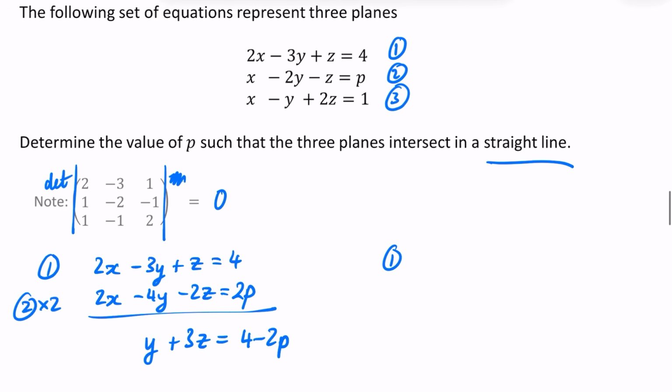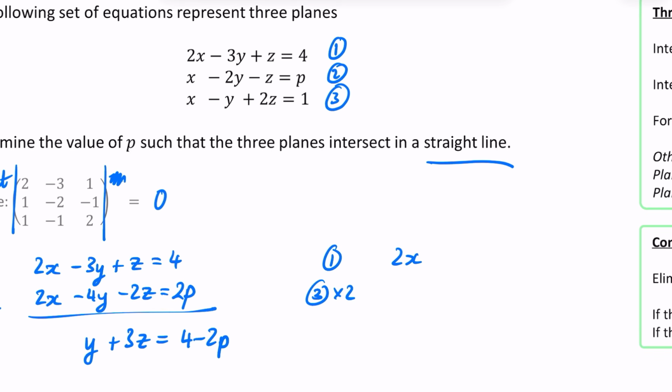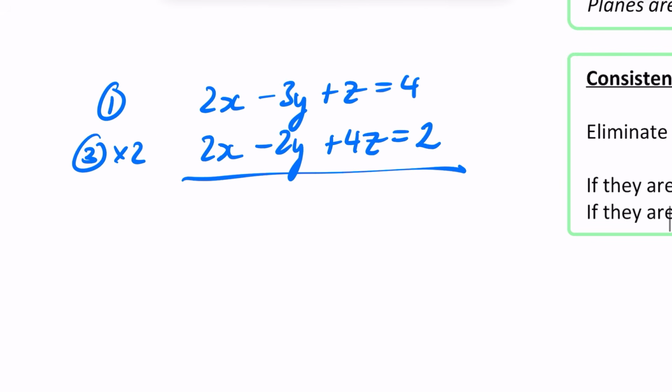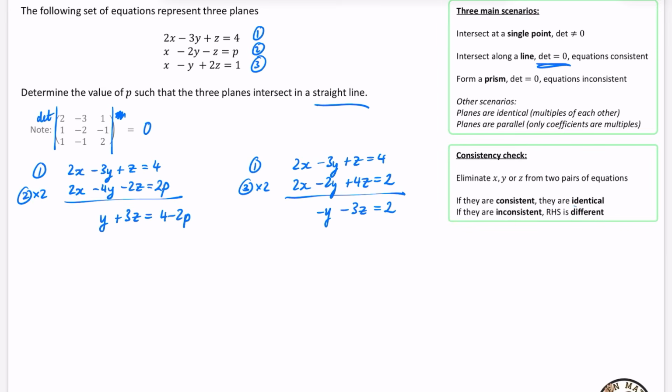I'll do number 1, and I'm going to do number 3 multiplied by 2. So there's my 2x, my minus 3y, and my plus z equals 4. I get my 2x, my minus 2y, and my plus 4z equals 2. So I'm going to subtract them because I must eliminate the same variable. I've always got to eliminate the x's, okay? 2x minus 2x goes, minus 3y minus minus 2y is minus y, z minus 4z is minus 3z, and 4 minus 2 is 2. Now, for them to be consistent, they need to be identical.